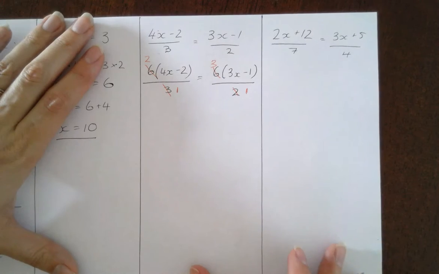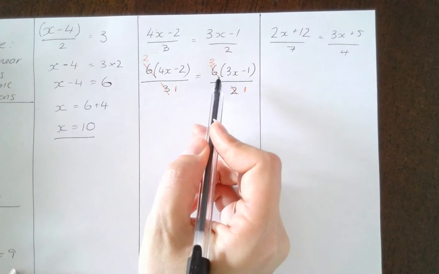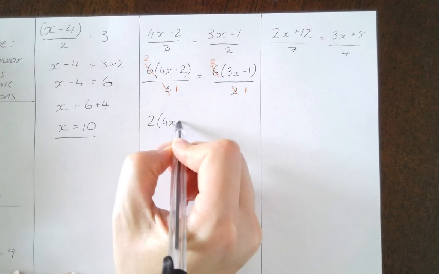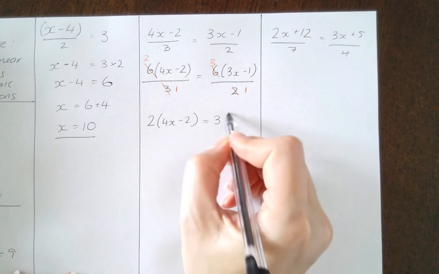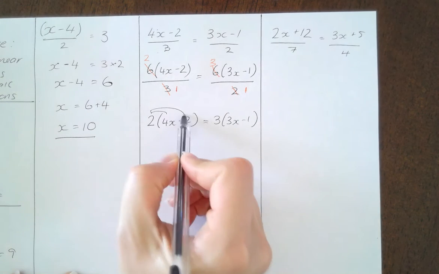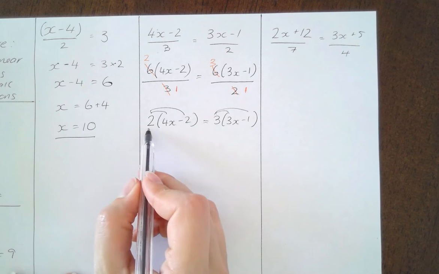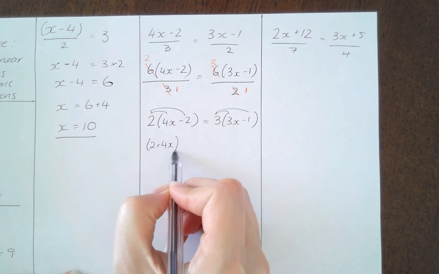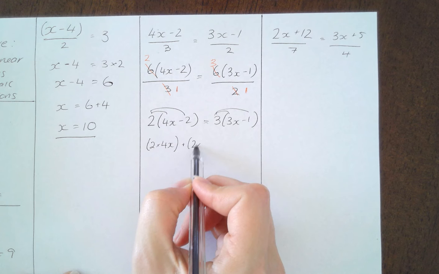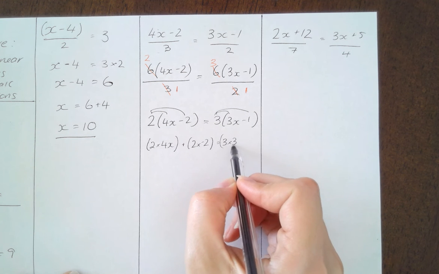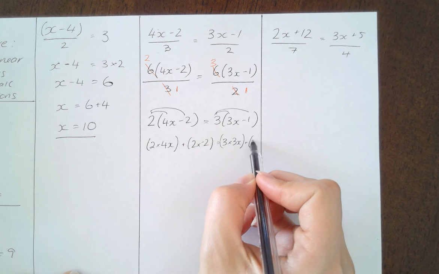So back here we can go, alright, we've just got these bits on top of 1, so we can remove that. So we're left with 2 times (4x minus 2) is equal to 3 times (3x take 1). So that's simplified it, that's removed the fraction element entirely. Now all we have to do is our distributive law. Remember, everything outside the brackets multiplies by everything inside the brackets. So we've got 2 times 4x plus 2 times negative 2 equals 3 times 3x plus 3 times negative 1.